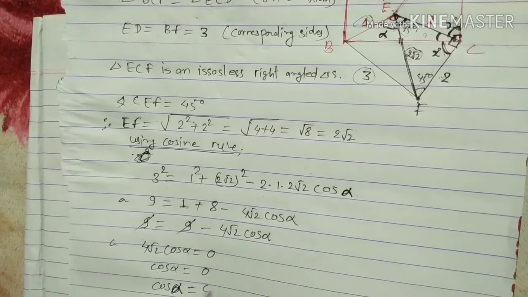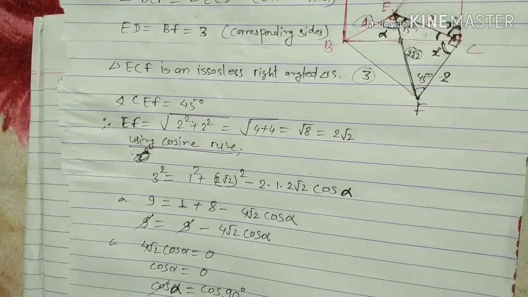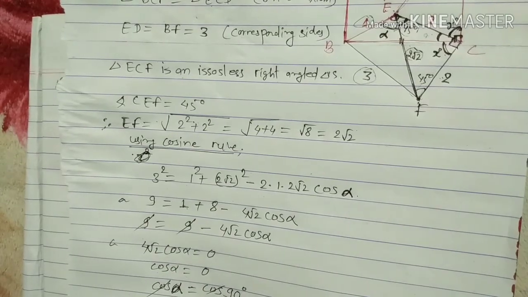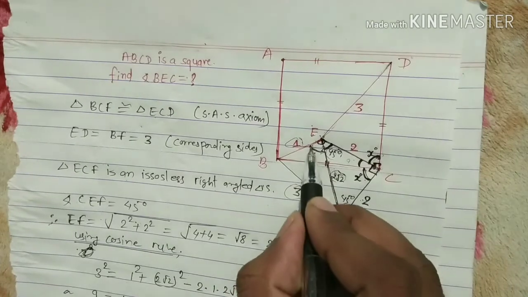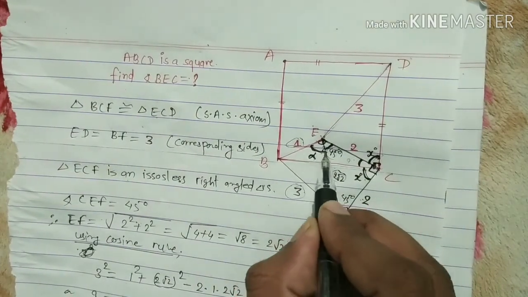At how many degrees is the value of cos 0? Cos 90 degrees has the value 0. Therefore alpha is equal to 90 degrees. Means this angle is 90 degrees. Yes, this angle is 90 degrees here.